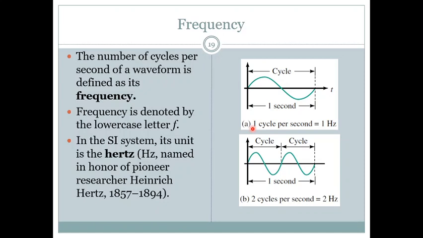The person who actually defined this is Heinrich Hertz. And in this case, you can see that for a given cycle in 1 second you have 1 cycle, meaning that the frequency here is 1 hertz, and here you have 2 cycles per 1 second, which means that it is 2 hertz.